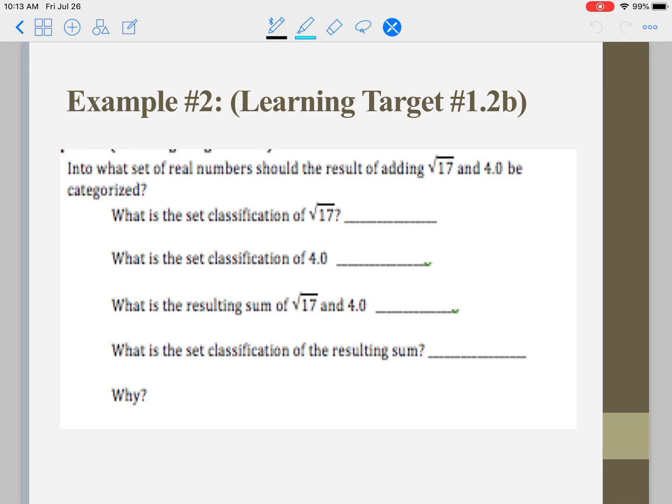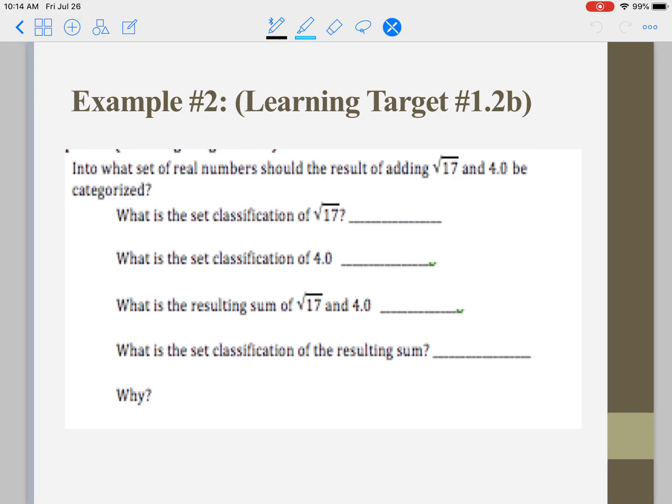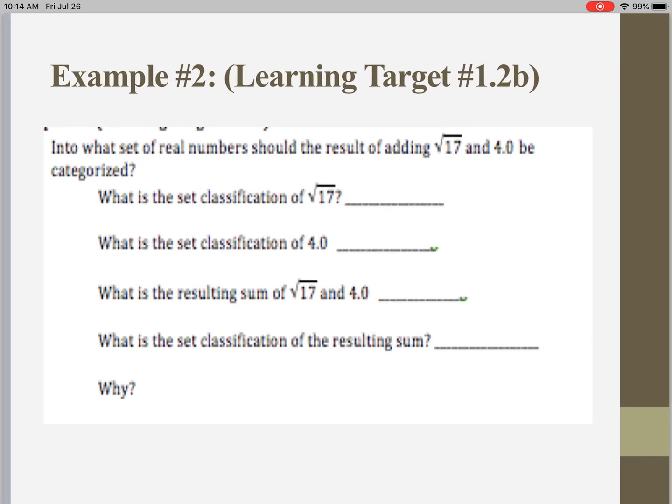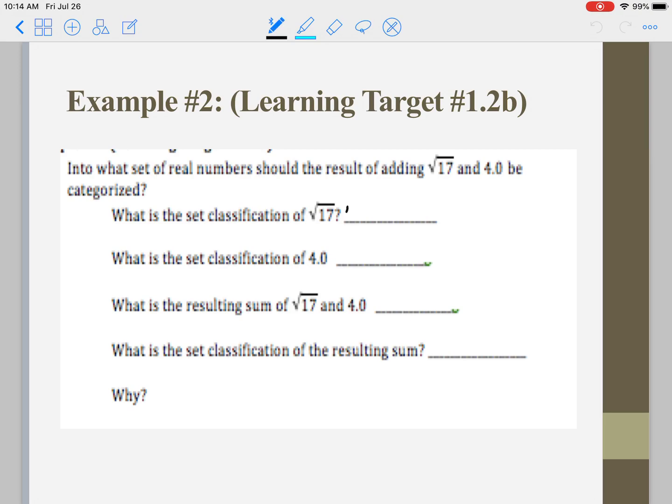And when we convert the square root of 17 to a decimal, we see that the result is 4.12310562556, and it will continue forever. And so when we think about what the set classification would be, we can immediately determine one of 2 options because of the decimal. We either have a rational number or an irrational number.